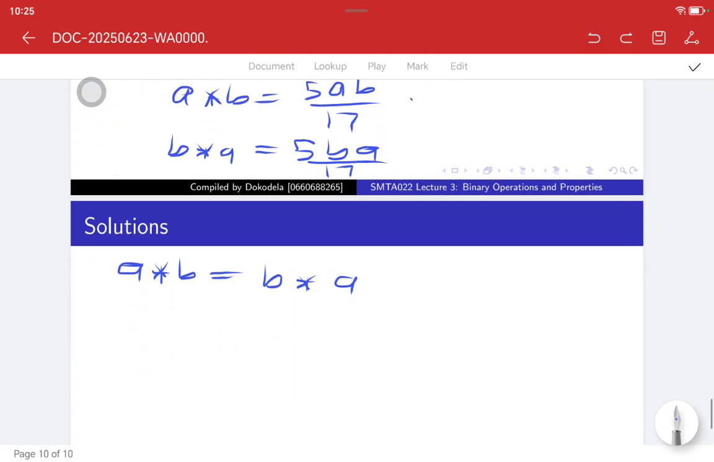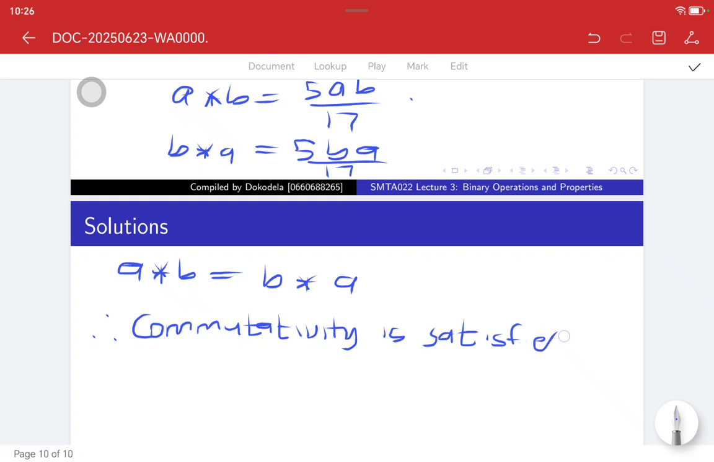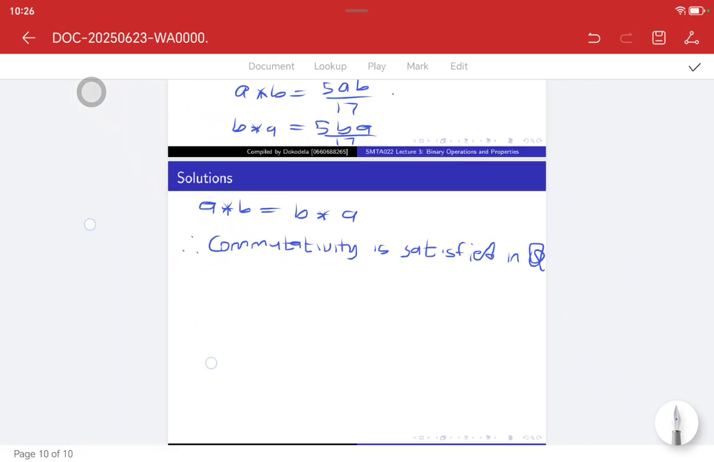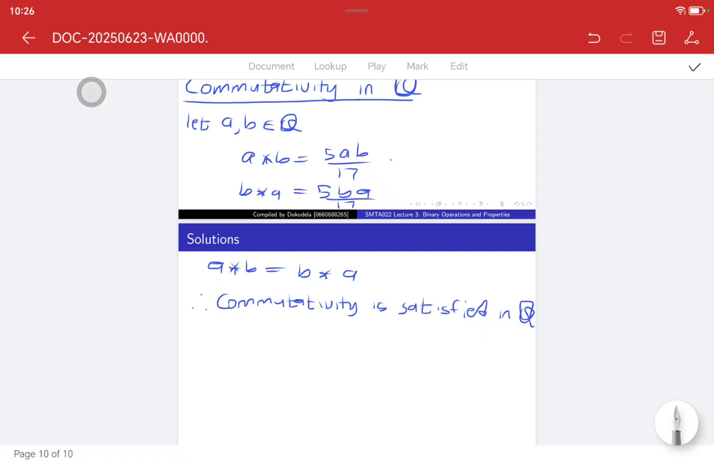So now we come and say, therefore, commutativity, or the law of commutativity, is satisfied in Q. So we're done with commutativity.